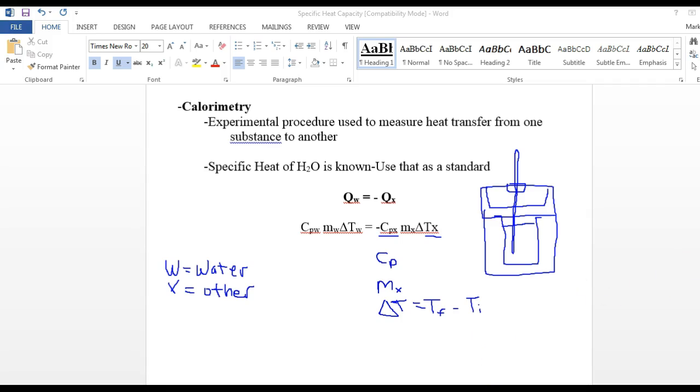Hopefully these notes kind of helped you. They're pretty basic. We're just trying to use what we know about heat to figure out something we don't know, which is specific heat capacity or any of those other factors. And we use a known, which is the specific heat capacity of water. It's nice to use water because we can cause its temperature to change, and it's pretty easy to measure.